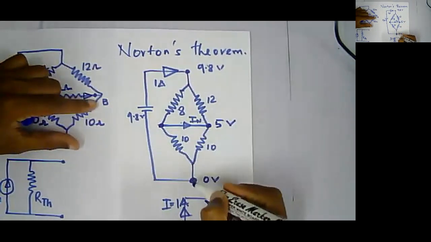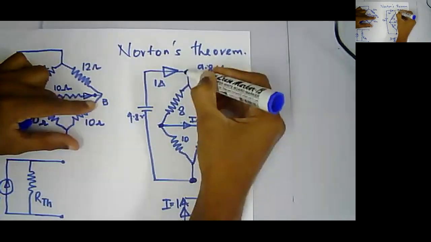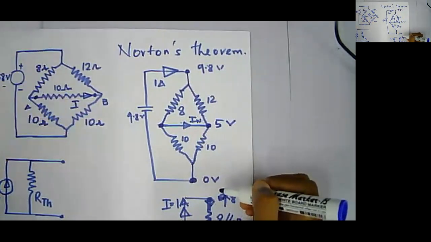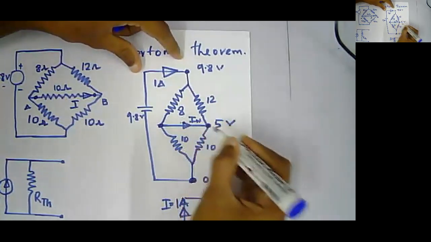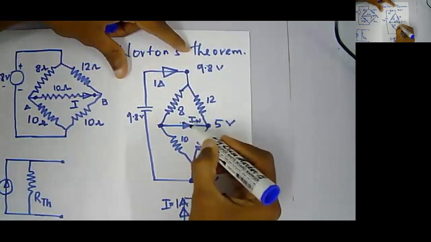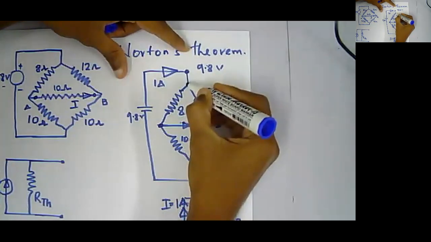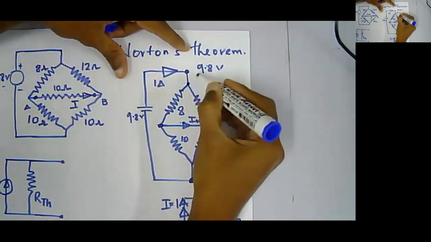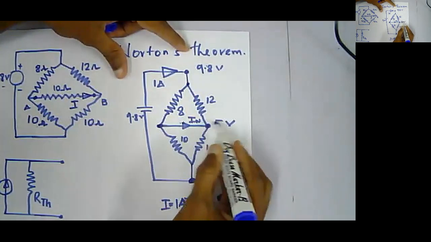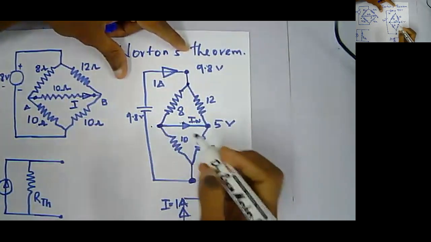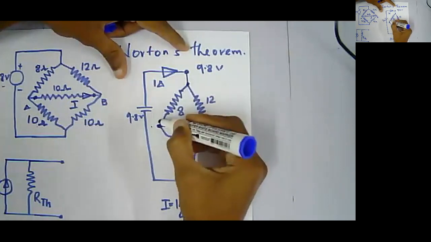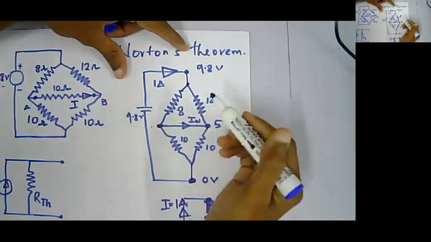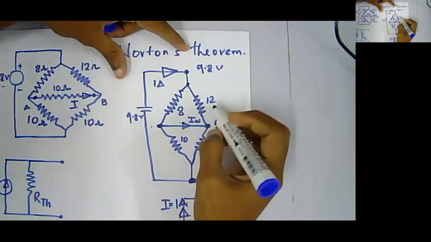Now if this is 0, this is 5, and this will be 9.8, right? So we need to calculate the current IN. The voltage at this point is 9.8 volt, and the voltage at this point is 5 volt, right? Hence, the voltage across the 8 ohm resistance is 9.8 minus 5, which is 4.8.